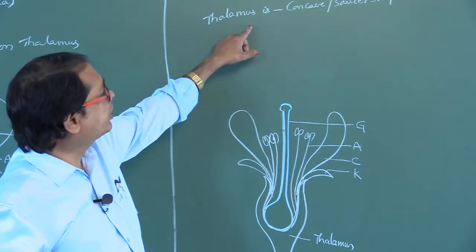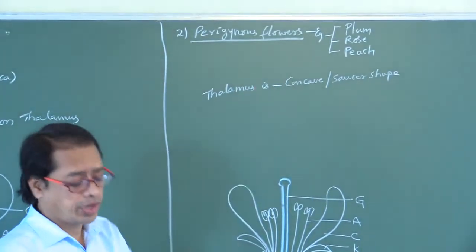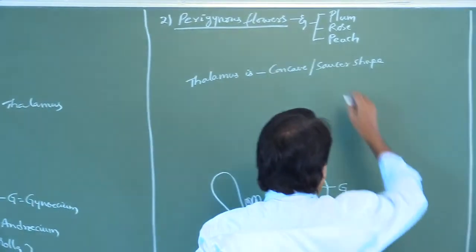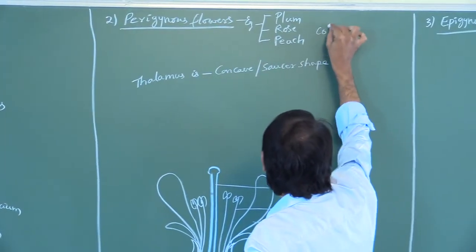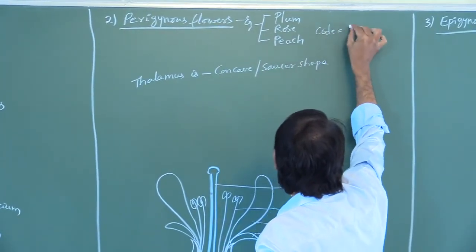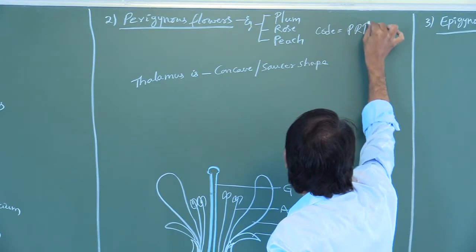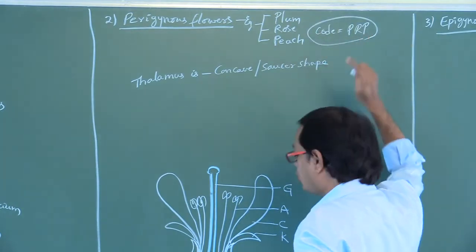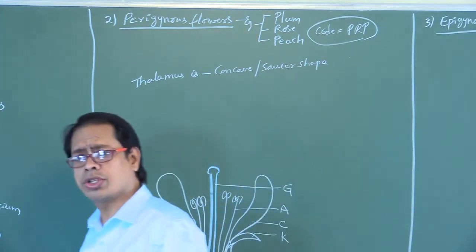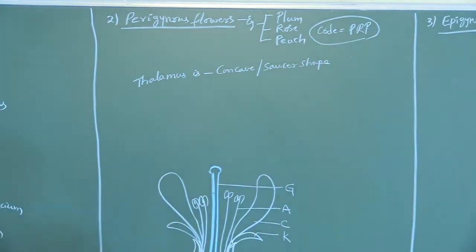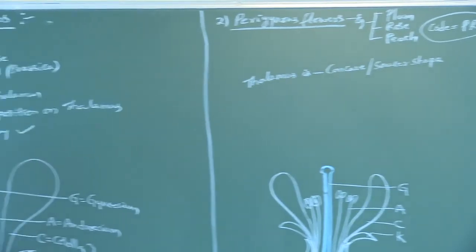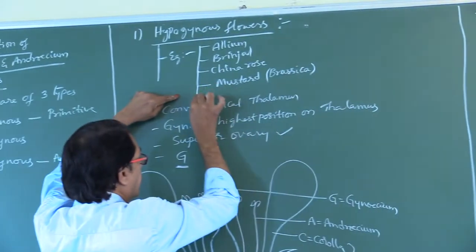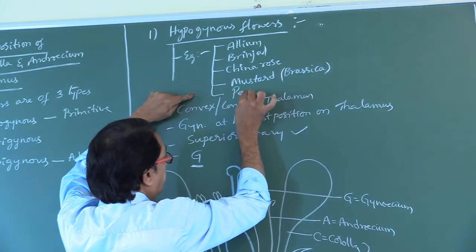What are the examples? Plum, rose, peach. Code is PRP. Plum, rose, peach. And here also, in hypogynous flowers, another example also you have to write, that is P.